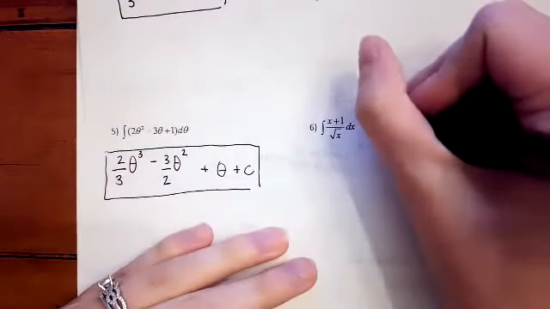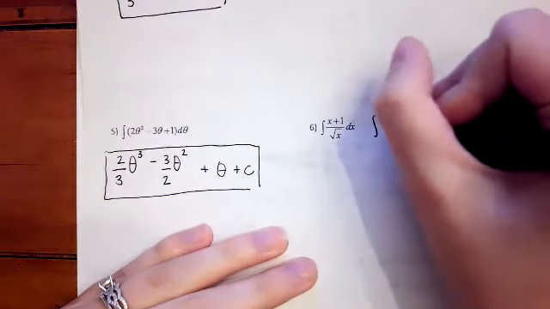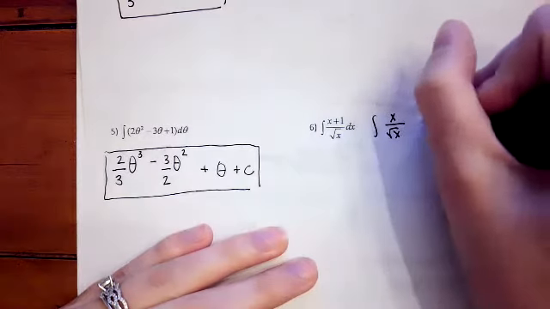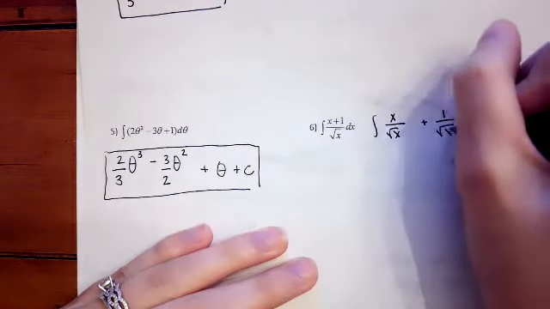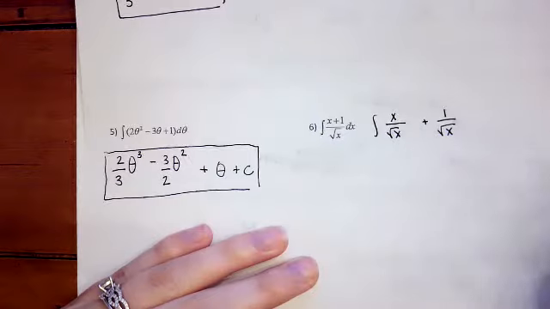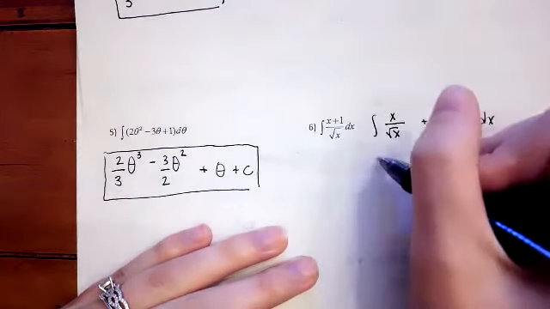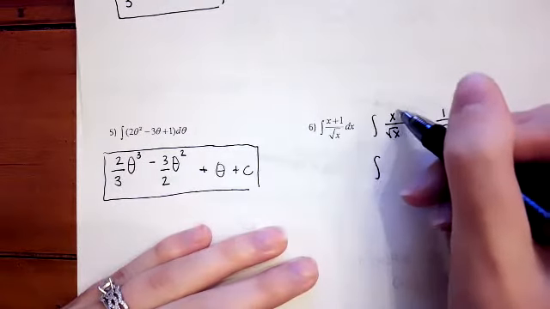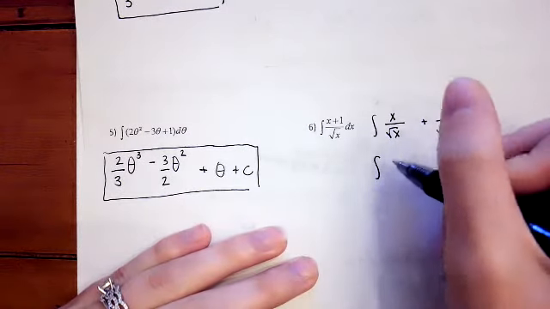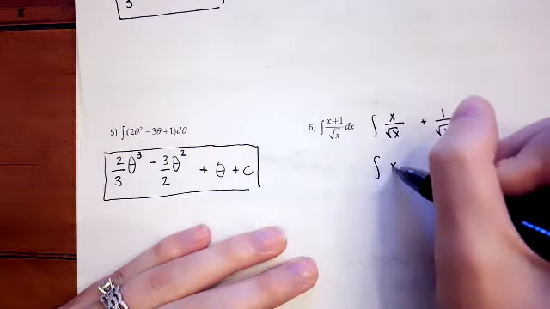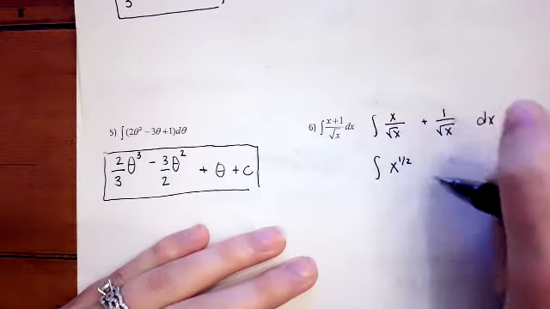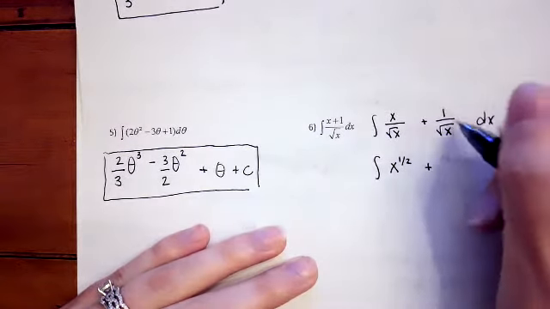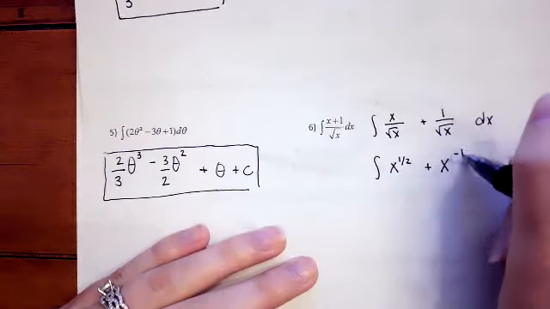I can write this as the integral of x over radical x plus 1 over radical x. And again, I can adjust my powers. This is x to the first over x to the 1/2. If I subtract down with my powers, I'm going to be left with x to the 1/2. And then this is already in the denominator, so that's x to the negative 1/2.